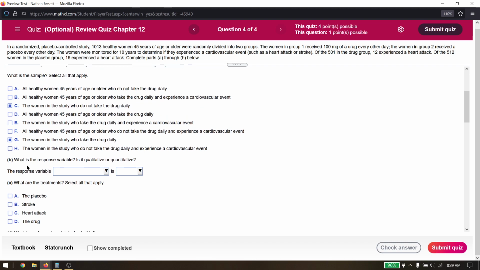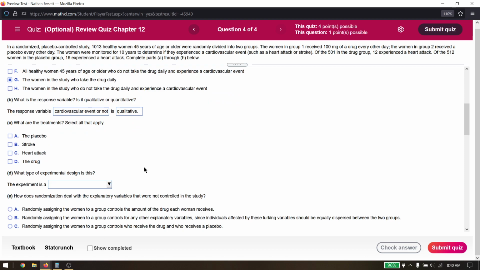Okay, what is the response variable? Is it qualitative or quantitative? Quantitative. Okay, the response variable is what we are looking at as a result of the study. In this case, we're looking at whether they've experienced a cardiovascular event. Now, cardiovascular event is kind of like a yes or no question. It's not numerical, therefore it's not quantitative. Therefore, it's qualitative. It's a yes or no. It's a word rather than a number. If that makes sense.